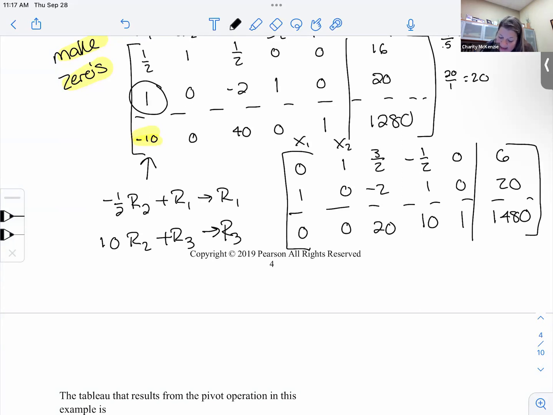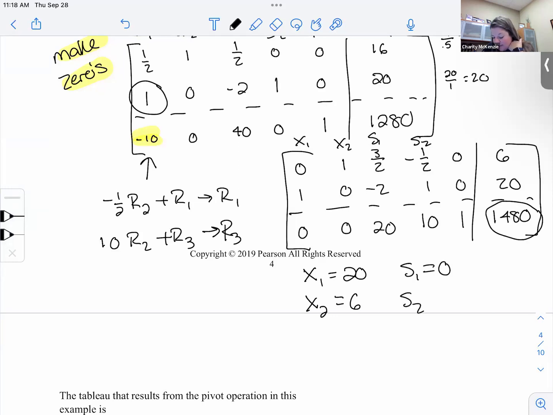X1, X2, and the S1, S2, we've taken that slack and used it, and we've made a profit here. So we would write our answer out as X1 is equal to 20. I go across, right? 20. X2 is 6. S1 is nothing. S2 is nothing. And our profit is $1,480.